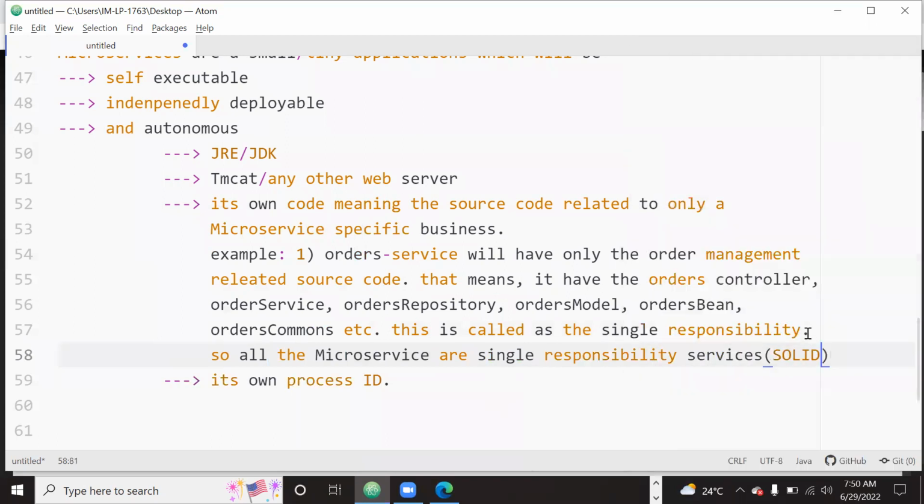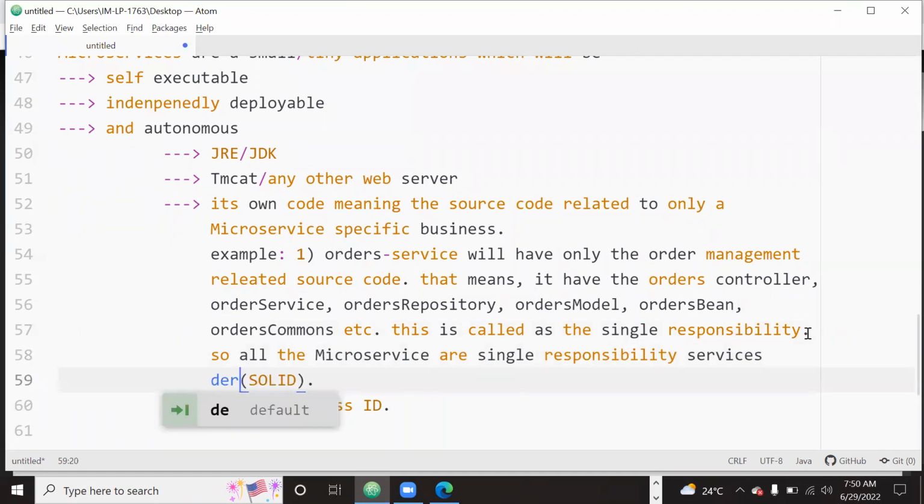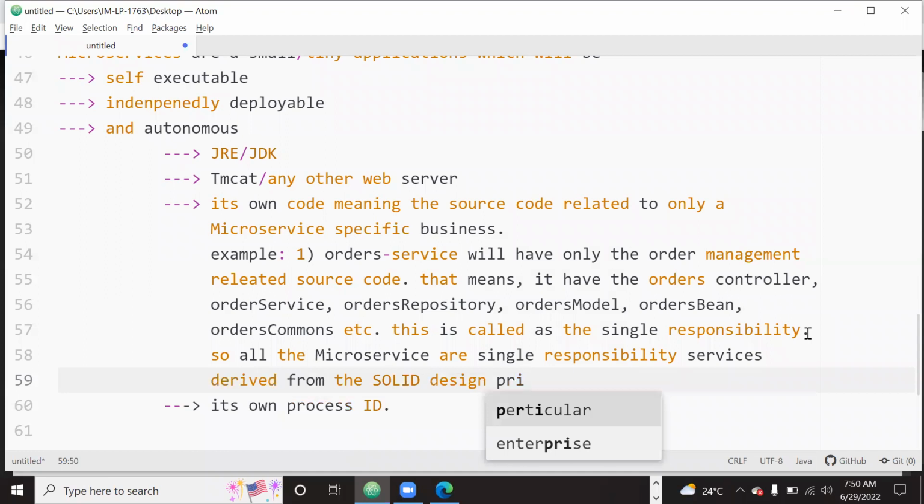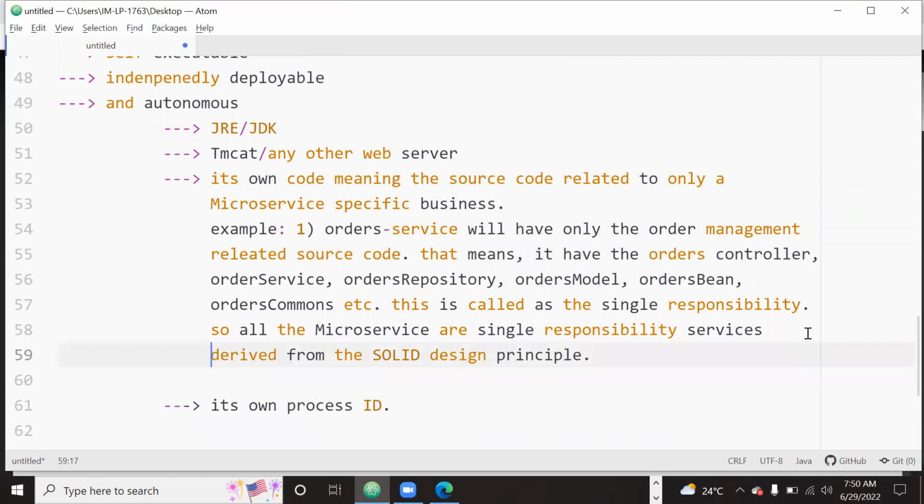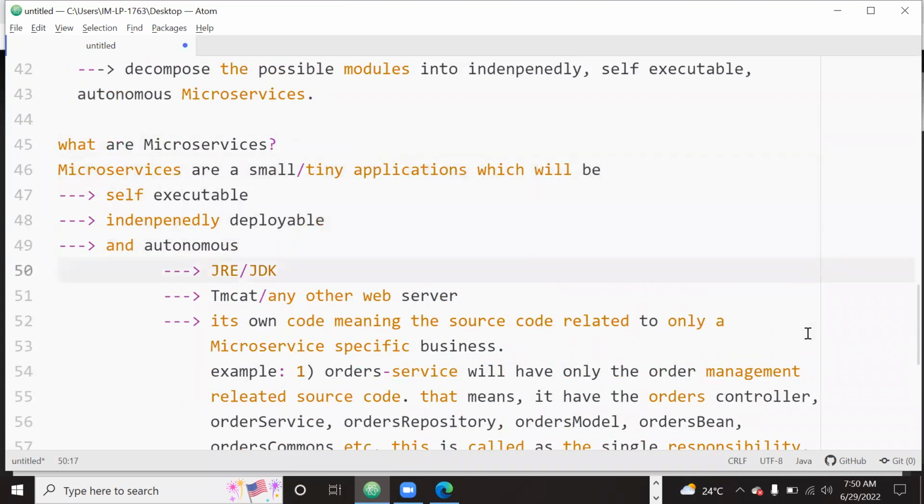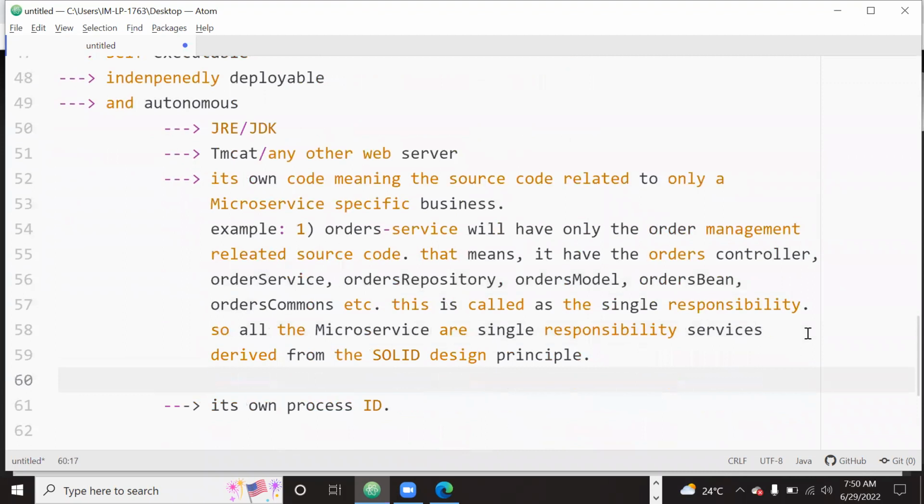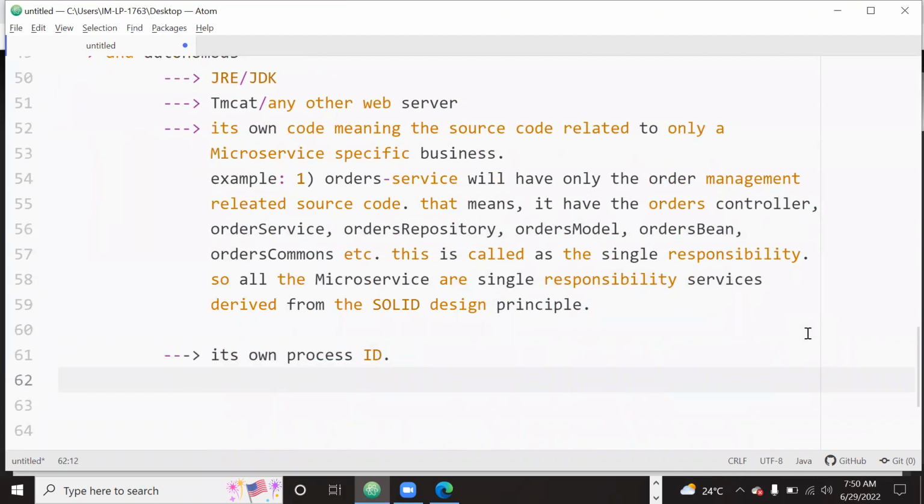We will discuss later the SOLID design pattern. Not pattern, SOLID is a design principle, so this is derived from the SOLID design principle. What are the SOLID design principles? We will see later in time; when the situation comes, I'll explain the SOLID design principles. But these are all called microservices now. Okay, good. So we have understood microservices.